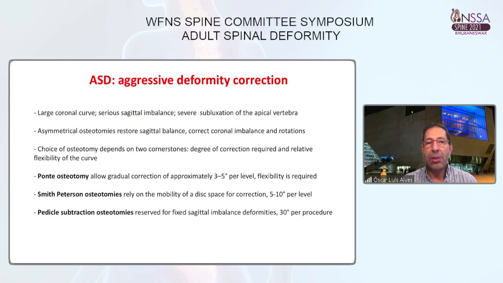Of course, when you have large coronal curves, serious sagittal imbalance, and severe subluxation of the apical vertebra, asymmetrical osteotomies can restore sagittal balance and coronal imbalance at the same time. The choice of the osteotomy depends on the degree of correction required and the relative flexibility of the curve. We have different types of osteotomies. The Ponte, you can correct 3 to 5 degrees per level. Flexibility is required. SPO, you need mobility of the disc, 5 to 10 degrees per level, and PSO for more rigid sagittal imbalance, and you can correct up to 30 degrees per procedure.